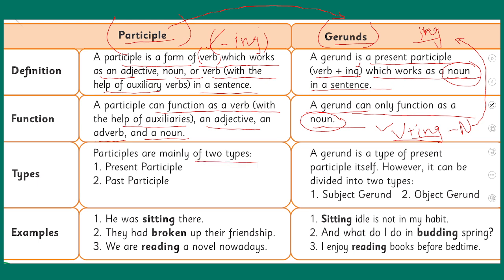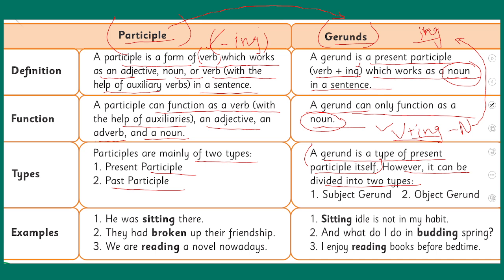Participles are mainly of two types, present participle and past participle. Present participles are used in the present continuous tense and past participles are used in the past continuous tense. A gerund is a type of present participle itself. However, it can be divided into two types. As I have mentioned, a gerund is actually a small type of participle, that type of participle which works as a noun.